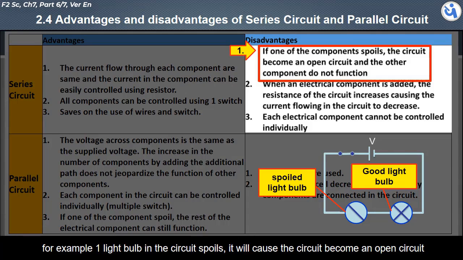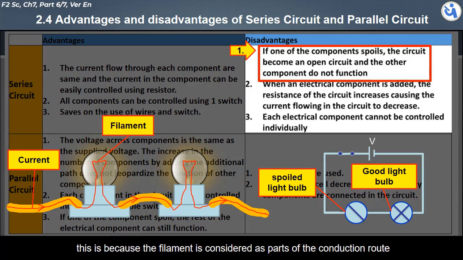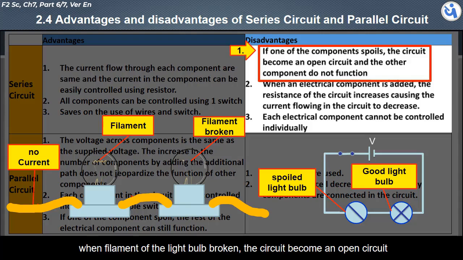For example, if one light bulb in the circuit spoils, it will cause the circuit to become an open circuit, and the rest of the light bulbs will not light up. This is because the filament is considered as part of the conduction route. When the filament of the light bulb is broken, the circuit becomes an open circuit.